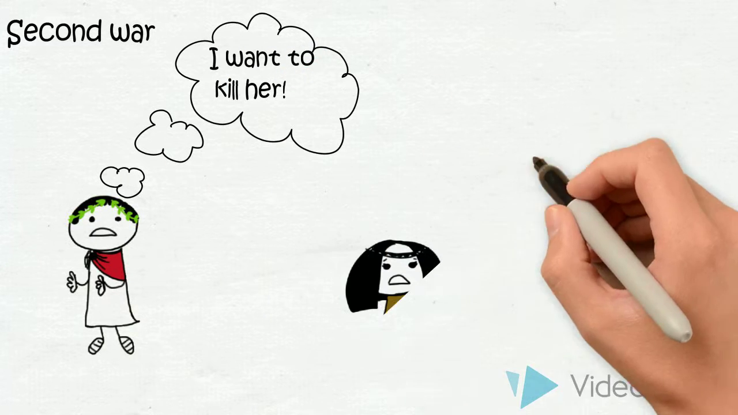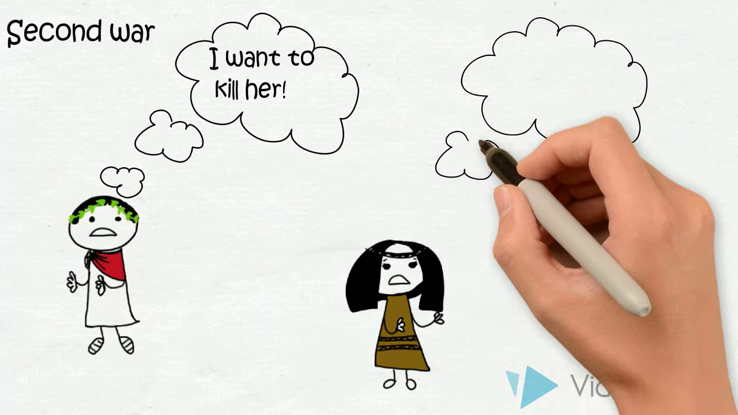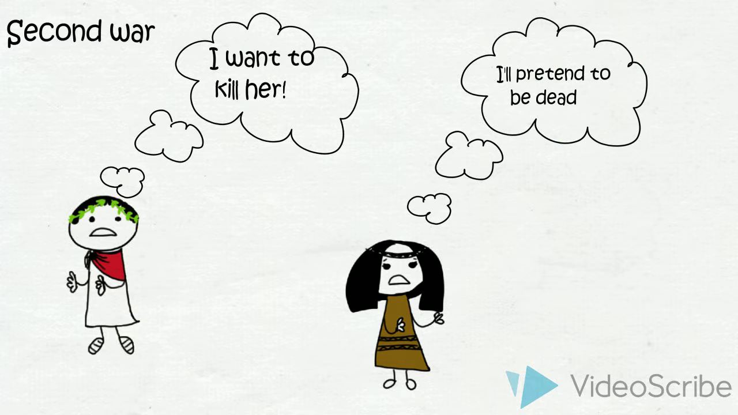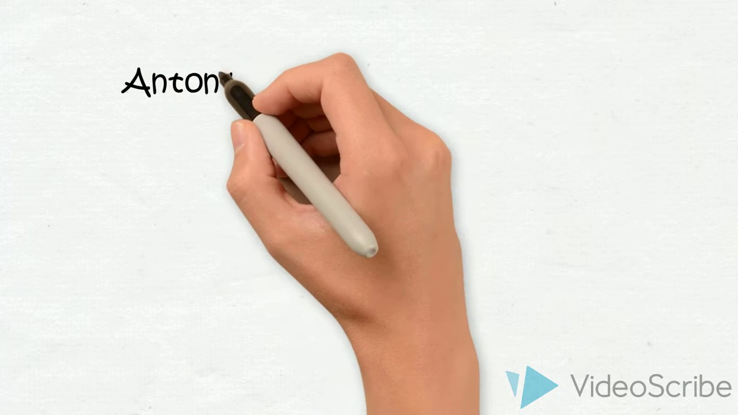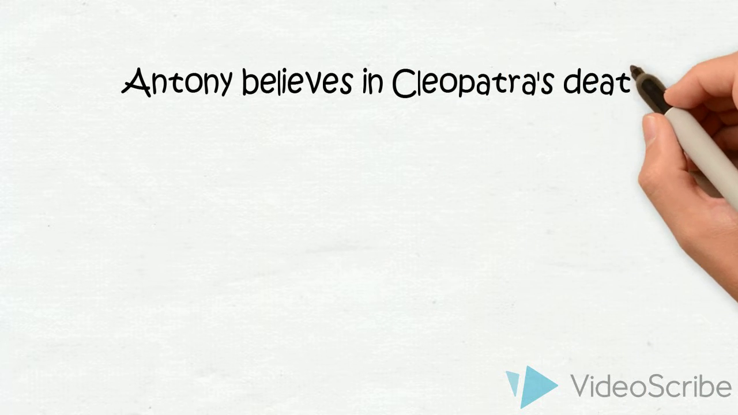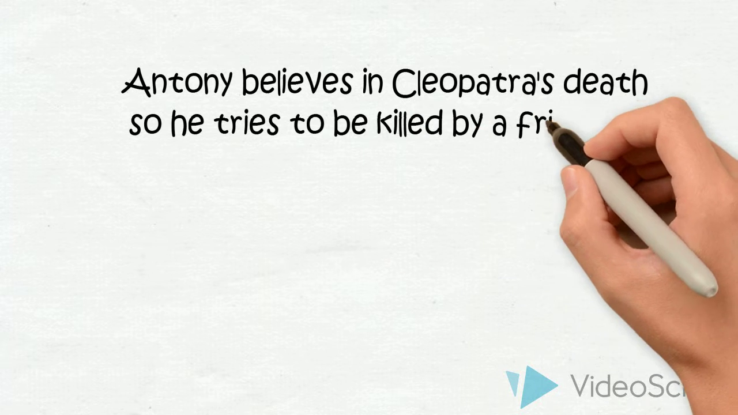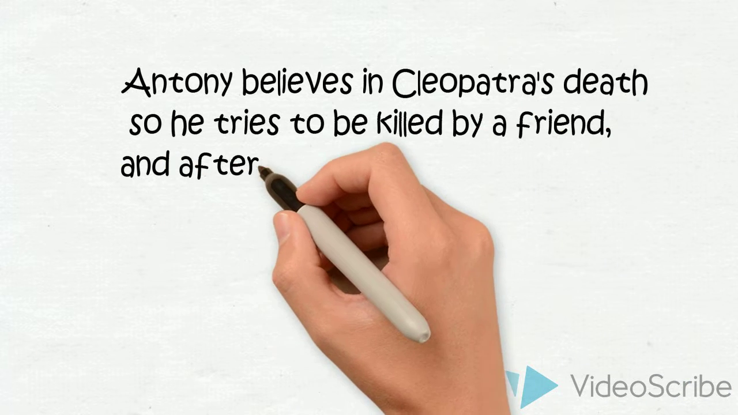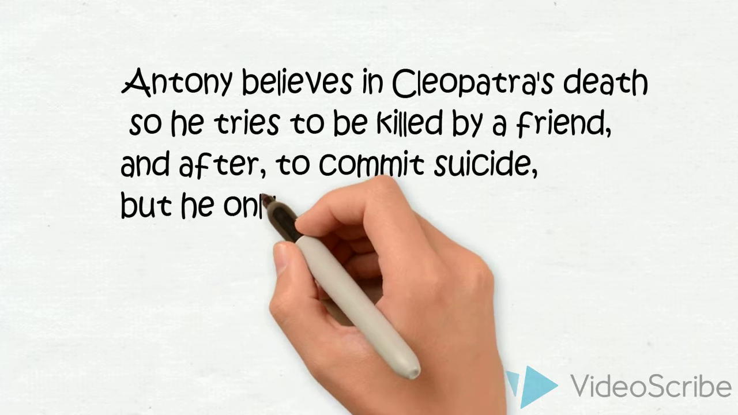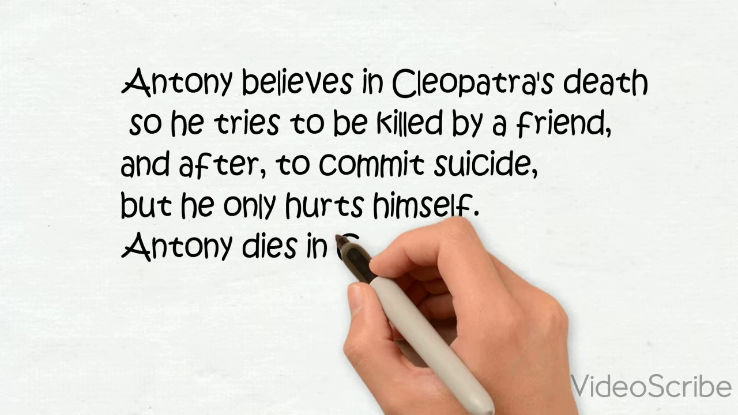When the queen finds out about the incoming murder, she understands that the only way to reconquer Antony's love is to make him believe that she is dead. As soon as he learns of Cleopatra's death, Antony realizes he is still in love with her, and he asks Eros to kill him, but the friend refuses, and instead, out of sadness, he kills himself. So Antony tries to commit suicide, but he only hurts himself.